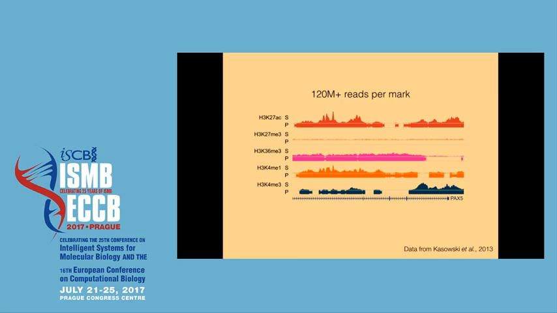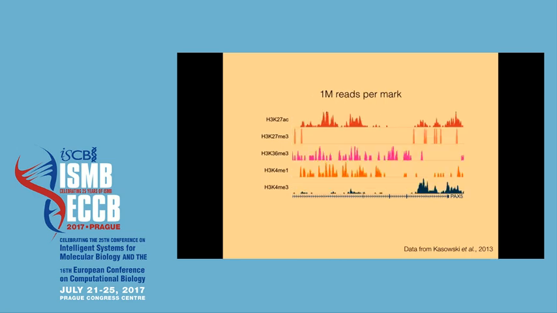On the other hand, if we just subsample this and took 1 million reads per mark, you can see a significant degradation in quality. It's much noisier. It's quite hard to work with this data and analyze it properly. On the other hand, it's also just much easier to run this experiment and much cheaper. So in an ideal world, we would run this cheap and easy experiment, but still get data that was as good as what we saw on the previous slide.